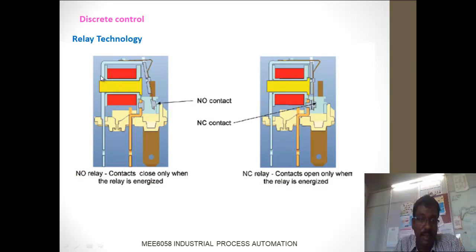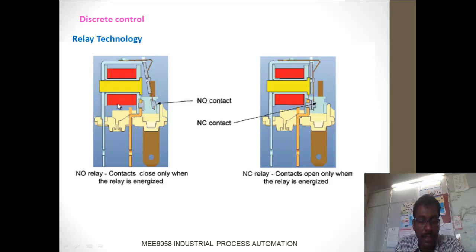For example, as I said previously, discrete control means relay technology. In relay technology we have normally open contacts and normally closed contacts. We have an electromagnetic coil. If you supply the power source, the magnet is energized. Once the coil is energized, it pulls this lever to the side, and the normally open contact will be closed like this.